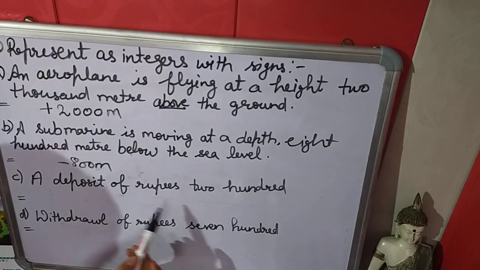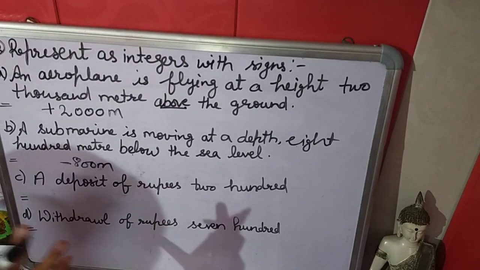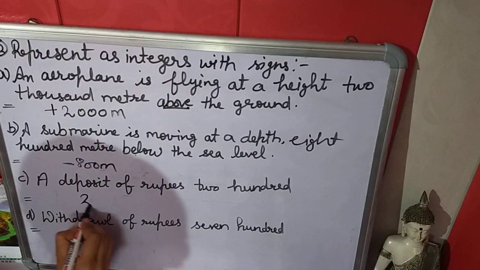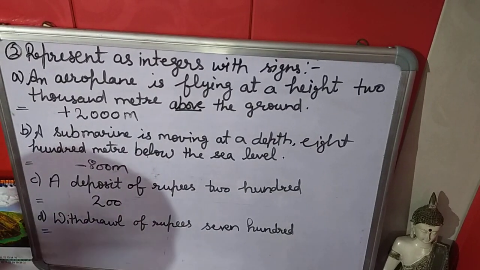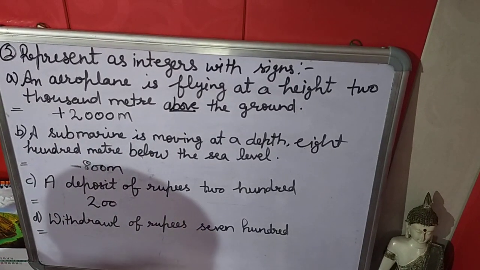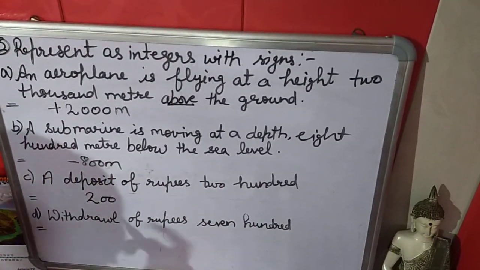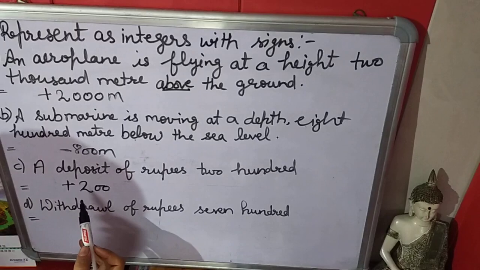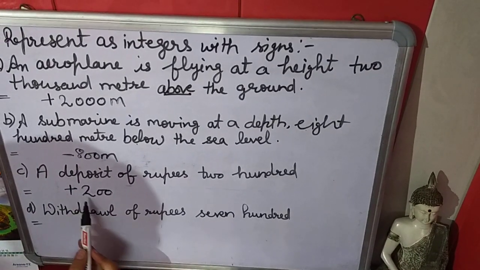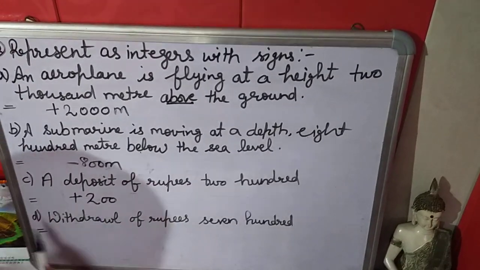Now a deposit of rupees 200. You are depositing 200 rupees. The number is 200. Deposit means आप जमा करवा रहे हो. It means the amount is increasing, the amount is adding. So it will be a positive integer.